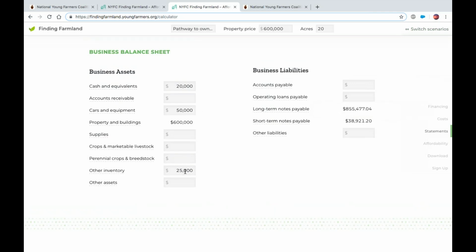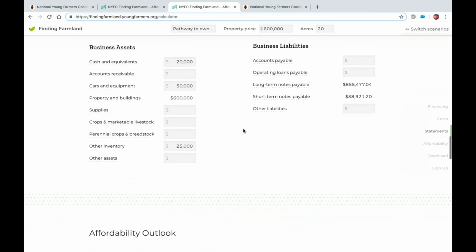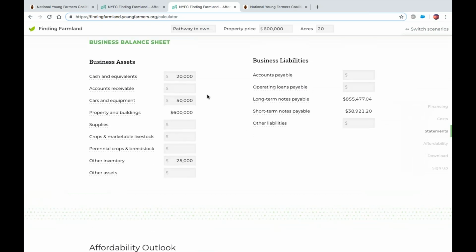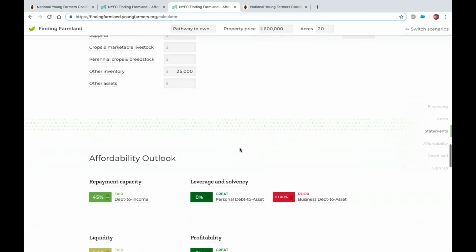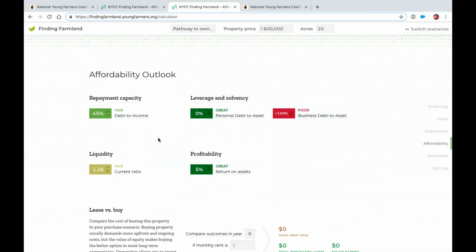In this scenario, you're building up some business inventory. Maybe you're pastured poultry and you've got a bunch of chickens in the freezer now after 5 years, and you built up some infrastructure. And you see how you've improved all these different figures.